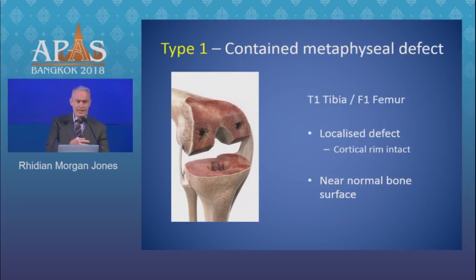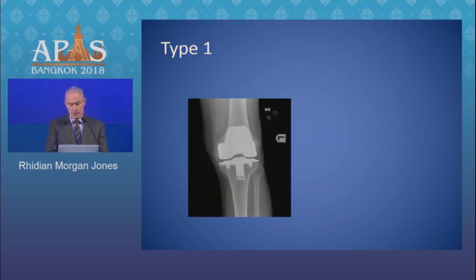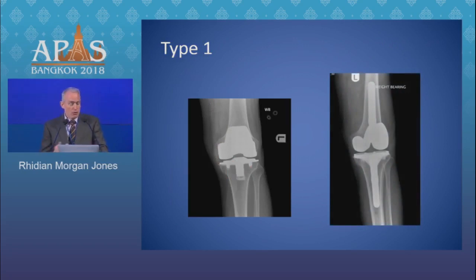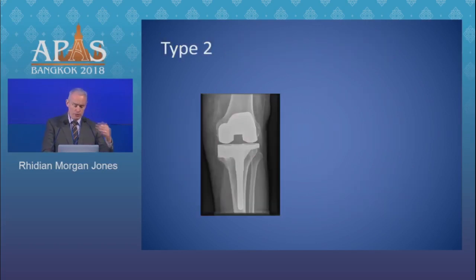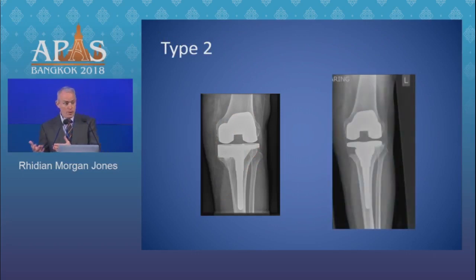So type 1 is a contained metaphyseal defect, tibia T1, femur F1. Cortical rim is always intact. You don't need augmentation. And here's a nice example where we've explanted, and all I've done is put a supplementary stem above and below. The type 2, tibia T2, femur F2, contained or uncontained, that requires augmentation, but predominantly your soft tissue sleeves intact. Here's an example. It's a re-revision. When we explant for aseptic loosening, we reconstruct using a sleeve, no augment. We've got three-dimensional fixation in both zone 2 and zone 3.